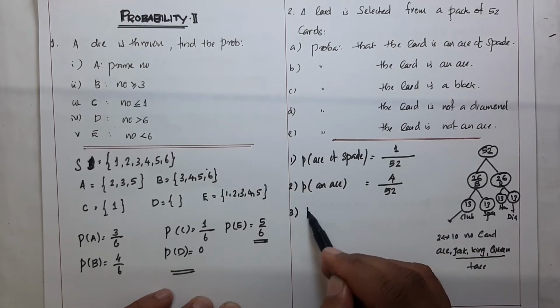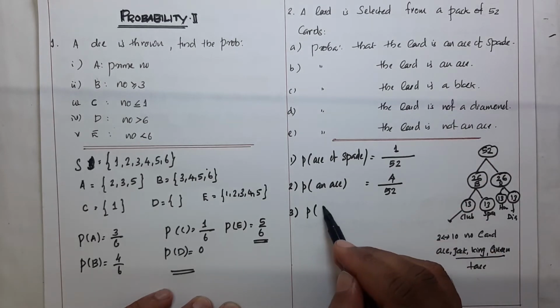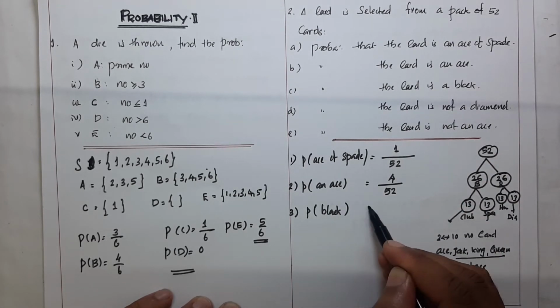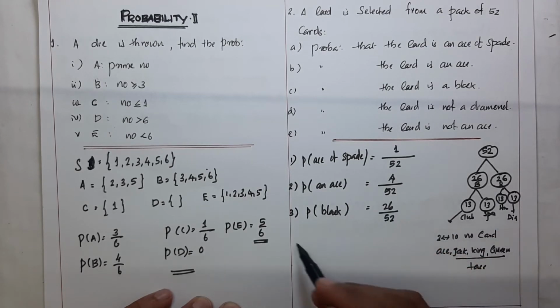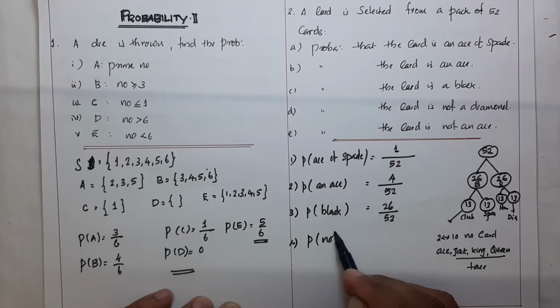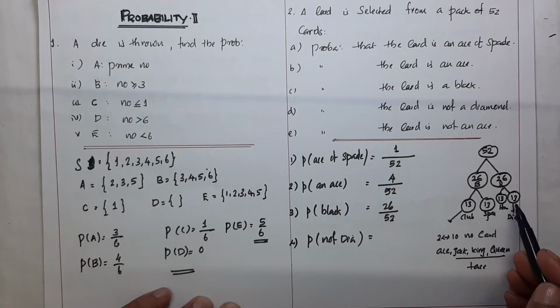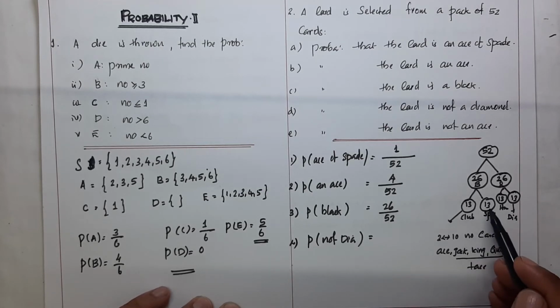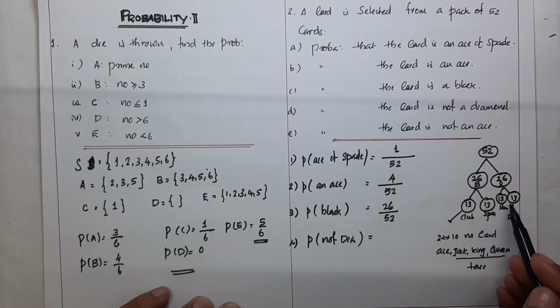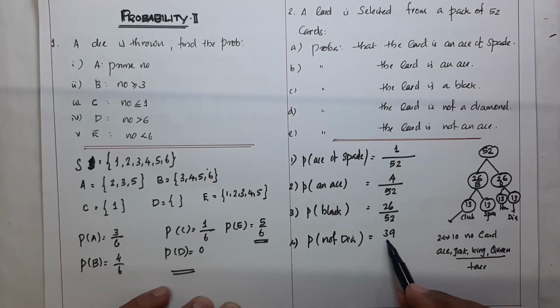Then the third question, probability that the card is a black card. You know 26 black cards are there, so it is 26 divided by the total outcomes. Then the fourth question, probability that the card is not a diamond. You know there are 13 diamonds. Not a diamond means all cards except diamonds, that is the remaining cards 13 plus 13 plus 13, 26 plus 13 is 39. Not a diamond means 39 divided by 52.